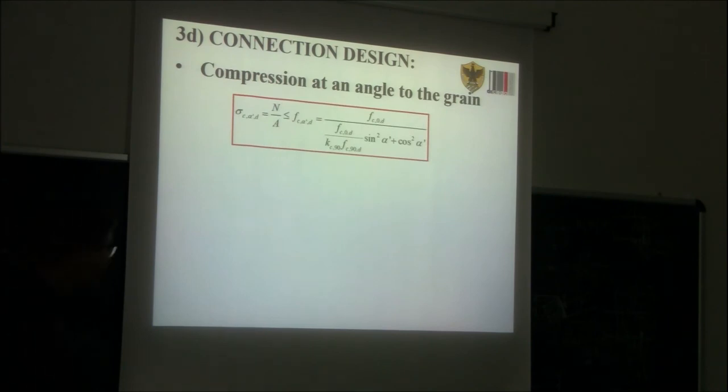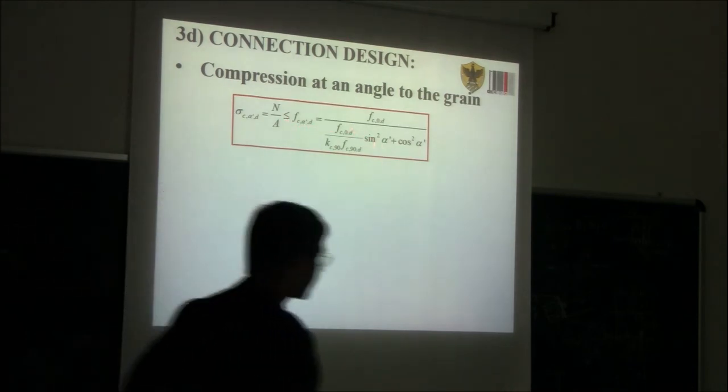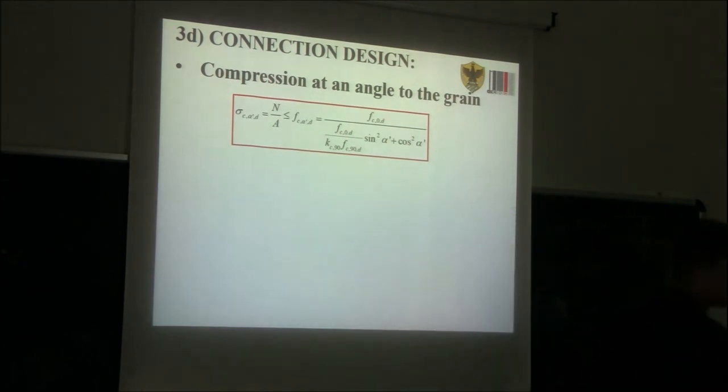Now verifications. Sigma C alpha prime D equal N over A less than FC alpha prime D. So compression at an angle to the grain, you see that in this case we have used the Hankinson criterion, which is the one that we can find in the regulation.